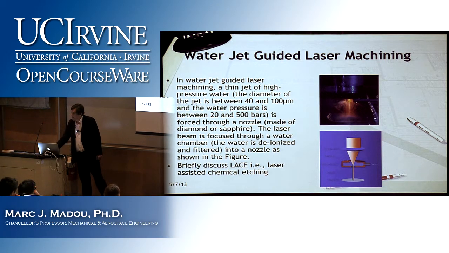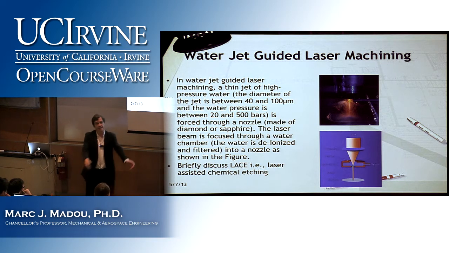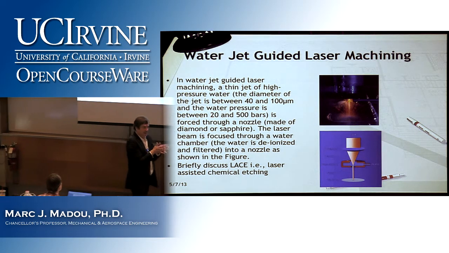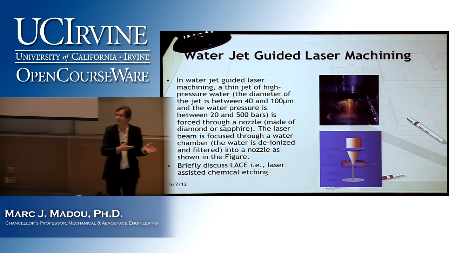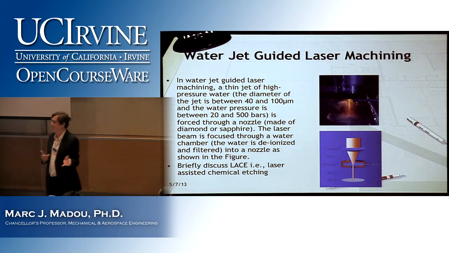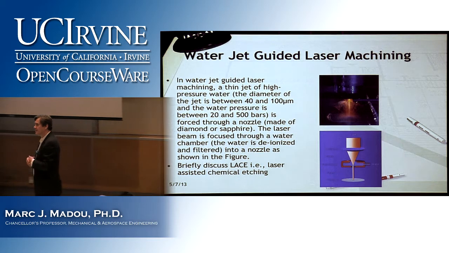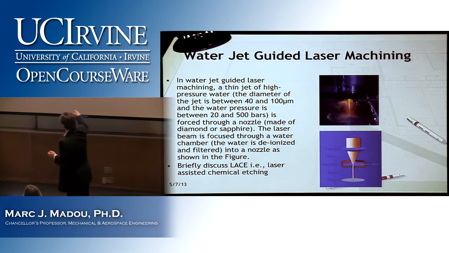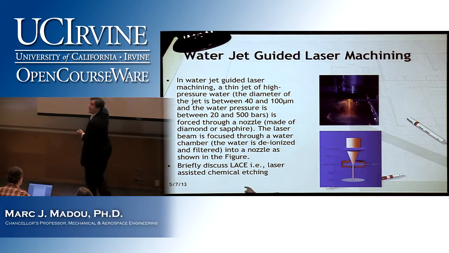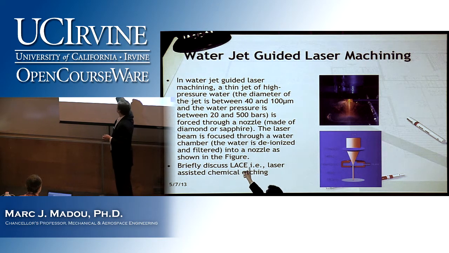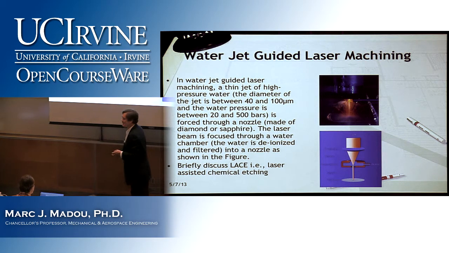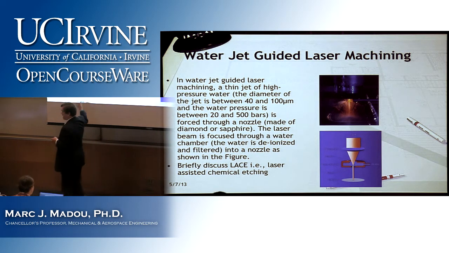Water jet guided laser machining, I touched upon on Monday. Just imagine what you do here is you have a water pipe, and you use that water pipe basically as the guidance for the laser beam. Better cooling, somewhat better machining, and you could also add some chemicals. And that again, what is it now? By now we know it. Laser assisted chemical etching. I forgot myself, so that's why.